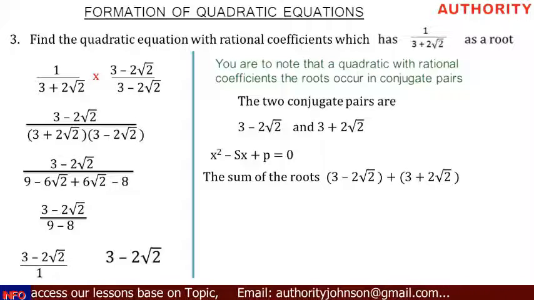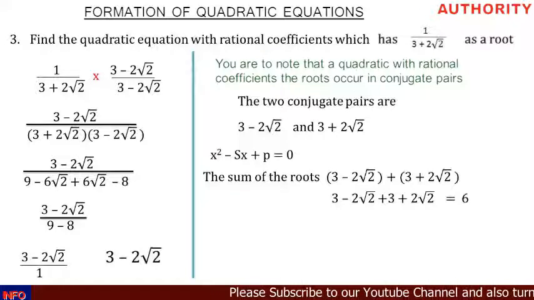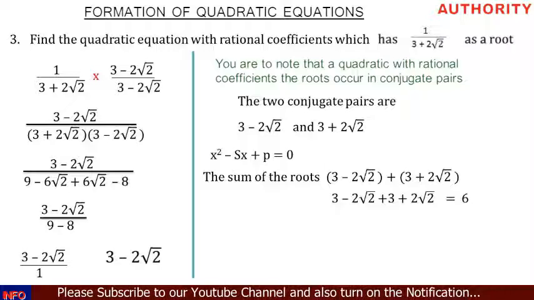All right, so the sum of it is going to give us 3 minus 2 root 2 in bracket plus 3 plus 2 root 2. Okay, here let's remove the brackets. So we're going to have 3 minus 2 root 2 plus 3 plus 2 root 2. Here minus 2 root 2 plus 2 root 2 cancel, so minus 2 root 2 plus 2 root 2 is equal to 0. Okay, so we have 3 plus 3 equal to 6. So therefore the sum of the roots is equal to 6.